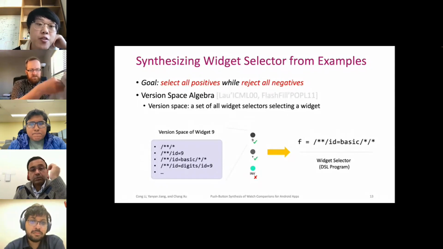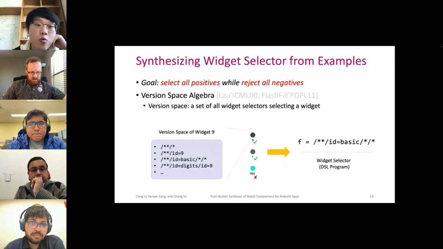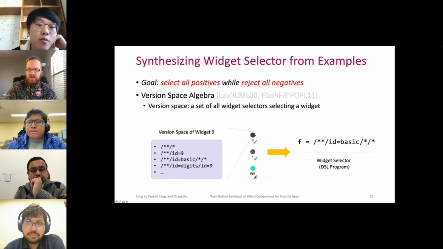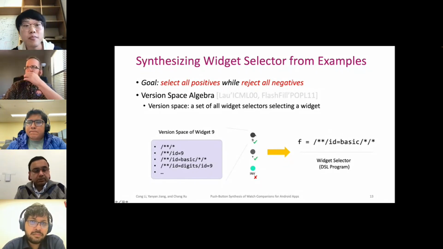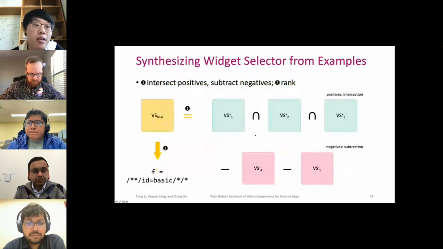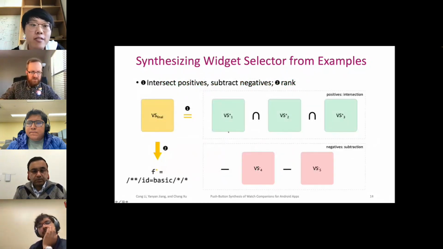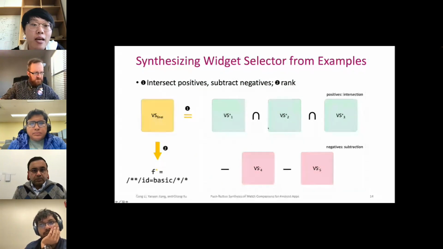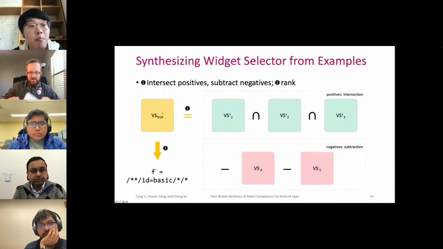Here, the version space of an example widget is a set of widget selectors that can select the specific widget. Having this version space, we just intersect the version spaces of all positives and subtract the version spaces of negatives, and we get a final version space. Since there may be multiple selectors in the final version space, we have to rank them and get the optimal one as our function f, like this one.